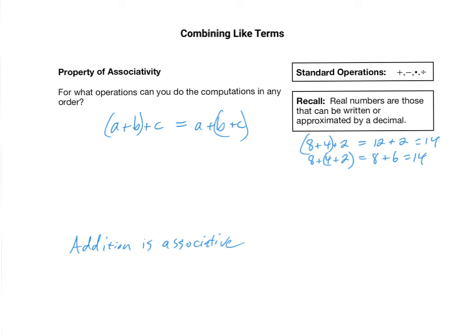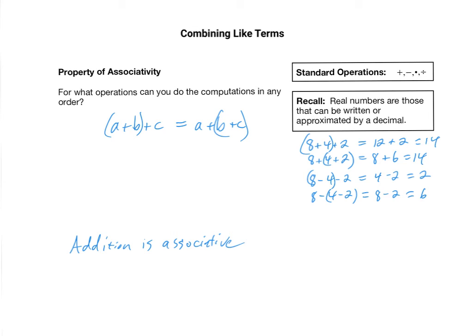Let's see if any of the other operations are. Let's try subtraction. We'll use the same three numbers. If you had 8 minus 4 minus 2, does it matter if you do the first subtraction first or if you do the second subtraction first? Does it give you the same thing? Well, in the top expression here, 8 minus 4 gives us 4, and then 4 minus the 2 gives us 2. In the second expression, we do this 4 minus 2 first, which would give us 2. So we have 8 minus 2, and 8 minus 2 is 6. Notice we did not get the same result.